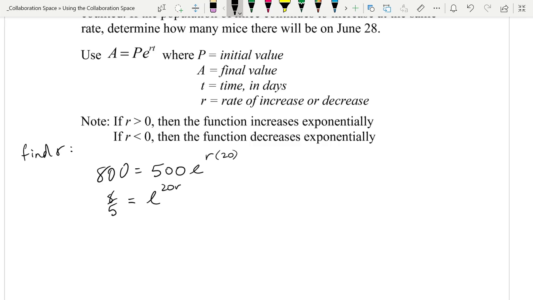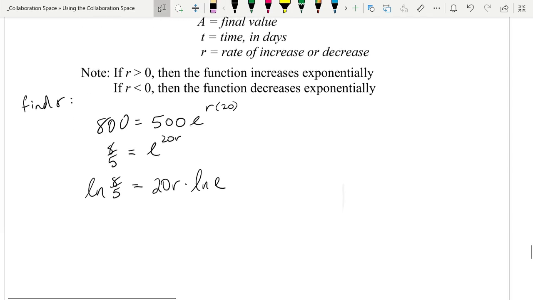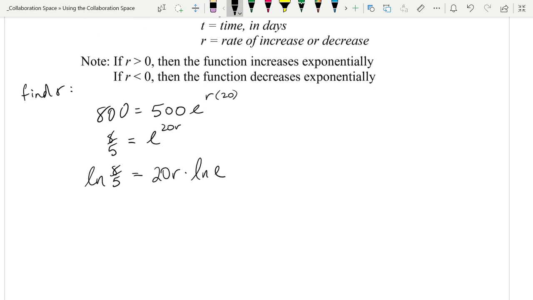Might as well make r times 20, 20r. And then I'm going to take the natural log of both sides of the equation. The natural log of 8/5 is, I don't know, we'll figure it out. And the natural log of this side changes the exponent to a coefficient times the natural log of e. And we've already talked about this. The natural log of e is 1.